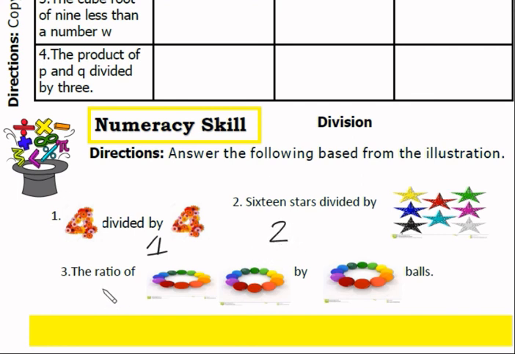And number 3, the ratio of the number of balls. 2 rings of balls, we have to count this, it is 12. Then this is also 12 by 1 set. So 2 sets of 12 by 1 set of 12. So the ratio is 2:1.